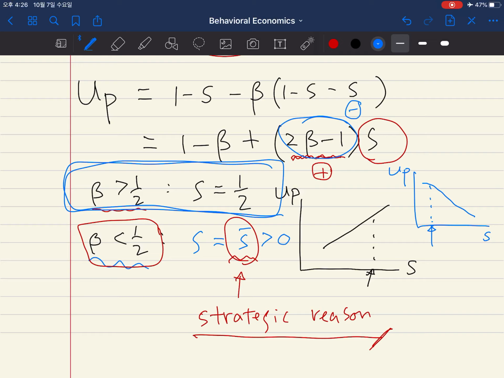So if proposer offers half of the resource to responder, using FS model, we can see that those proposers are the type of people who care about others strongly. So beta parameter is a big number for those types of proposers. But otherwise, if we observe proposers who offer less than half but still some positive amount, these proposers are the type of people who don't really care about others, but they still offer a positive amount because of strategic reason.